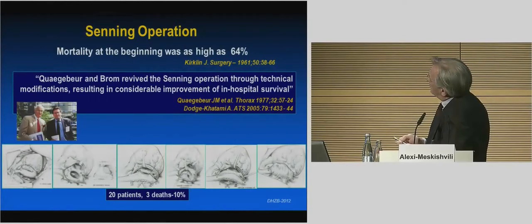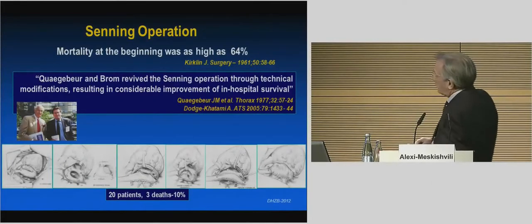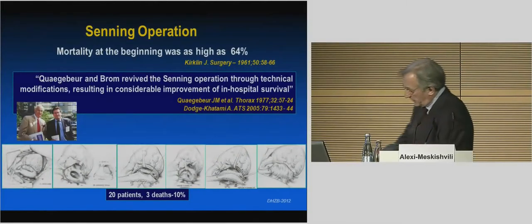But Quaegebeur and Brom in the Netherlands reviewed the Senning operation, and through technical modification they achieved considerable improvement in hospital survival. These are the 20 patients they operated, and these are the original pictures from their publication. This is Professor Brom and Dr. Quaegebeur, who now works, as I know, in New York. They modified the Senning operation and had an excellent result for that time, with mortality about 10%.